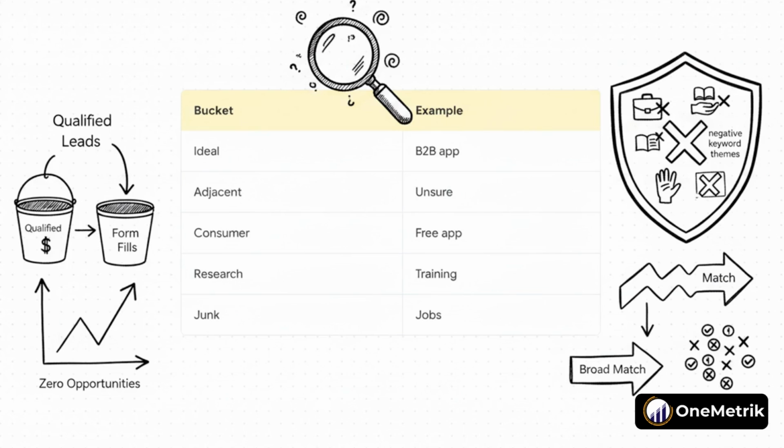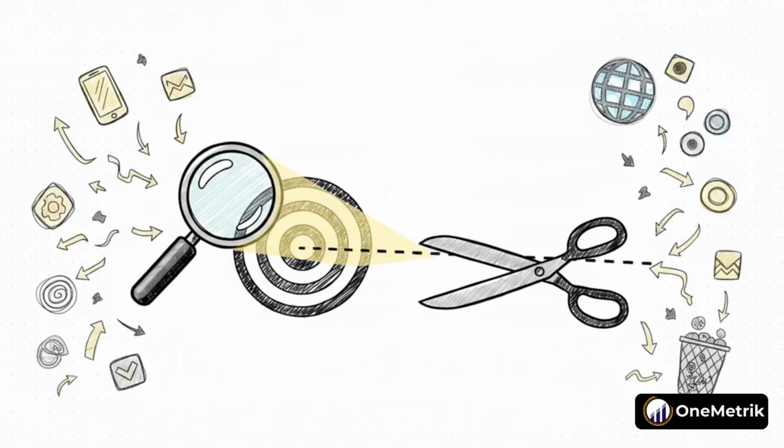From this evidence, you have to build robust negative keyword themes. Words like jobs, free, training, or DIY. Think of these negative keywords as a shield, actively protecting your budget. Broad match isn't automatically bad, but it requires incredible discipline with your negative keywords to prevent scaling the wrong audience. Checkpoint 3.